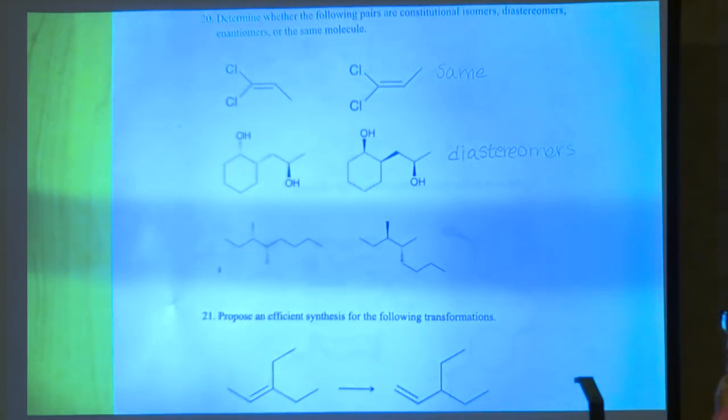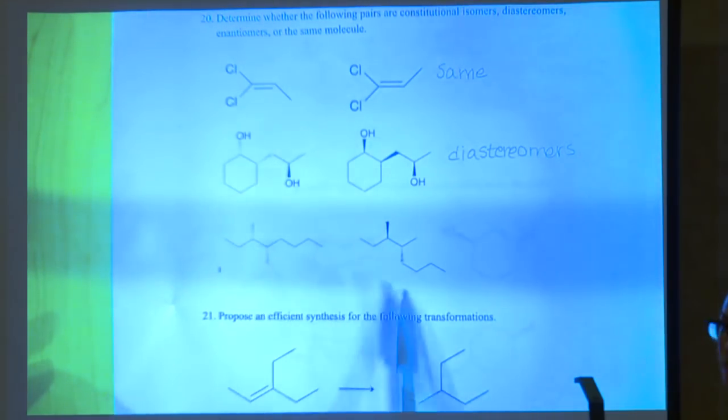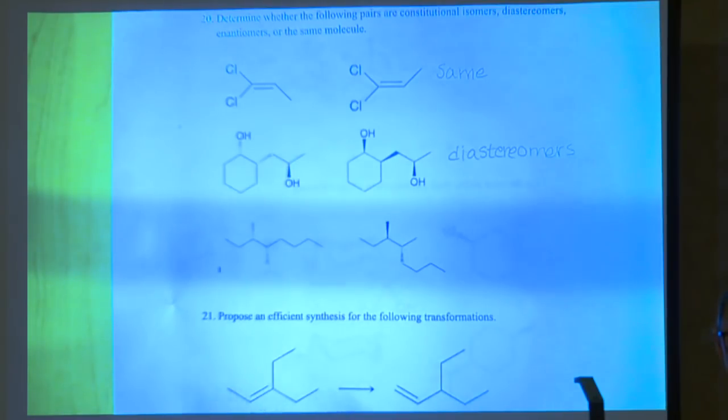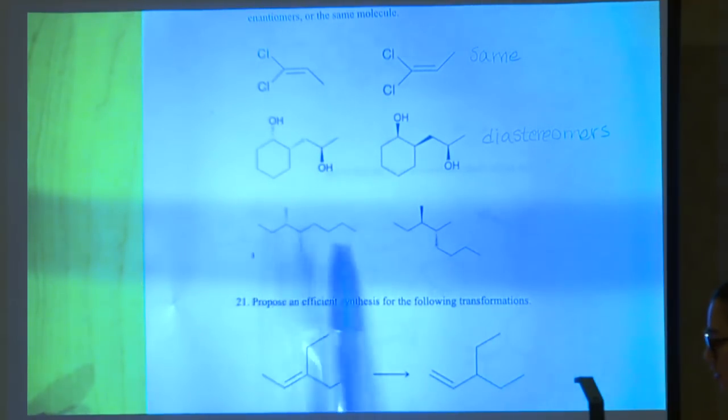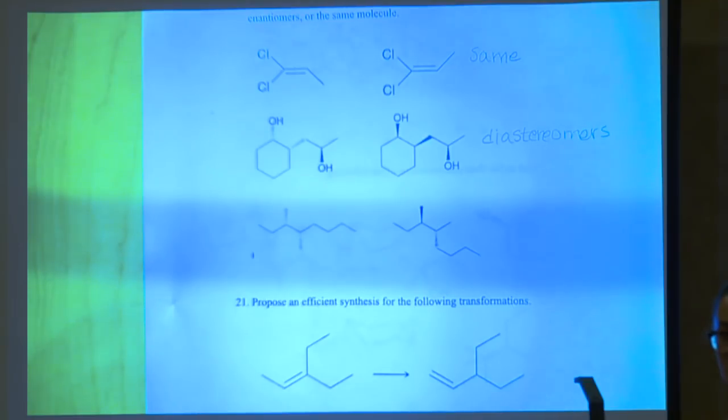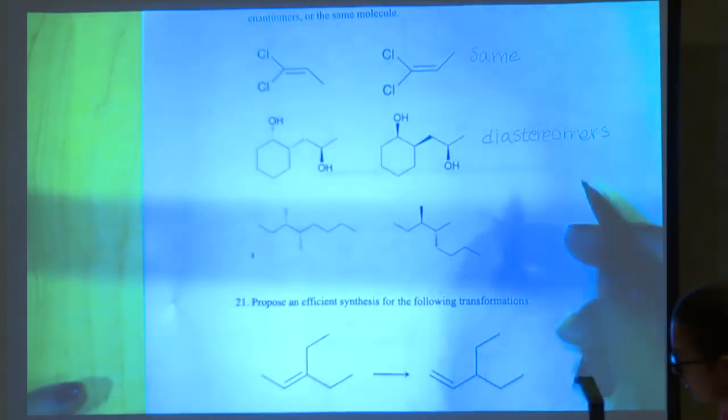So are they diastereomers or enantiomers? Someone shook their head. Why not? Okay, so basically the arrangement of the atoms is different, right? Oh, sorry, that's the hash. Say the hash is on the bottom too. Okay, yeah. But do they have the same molecular formula? Good. So they're constitutional isomers.